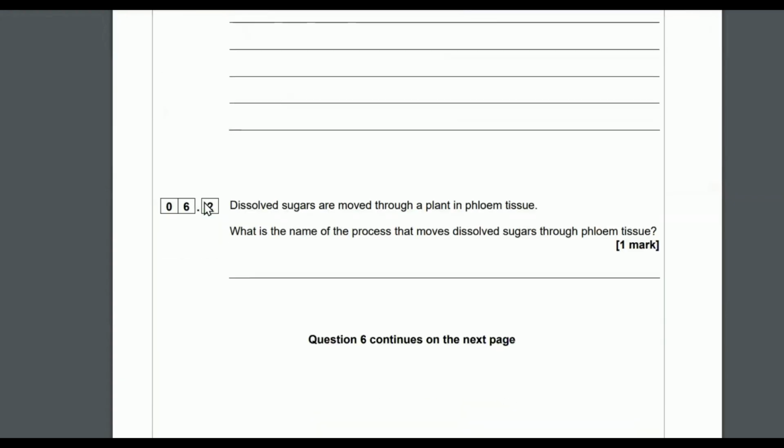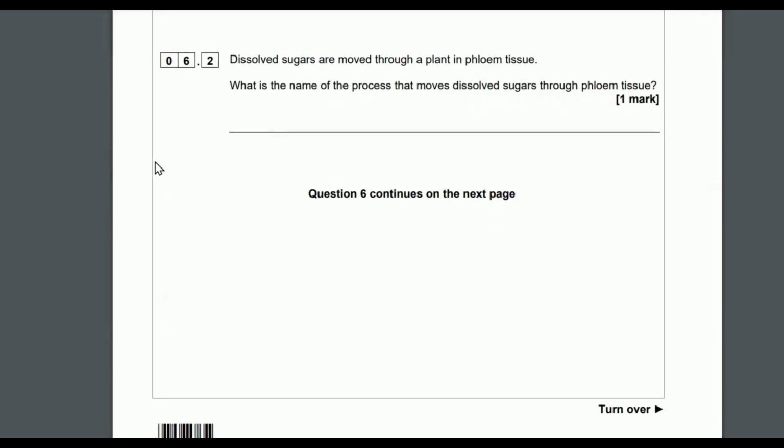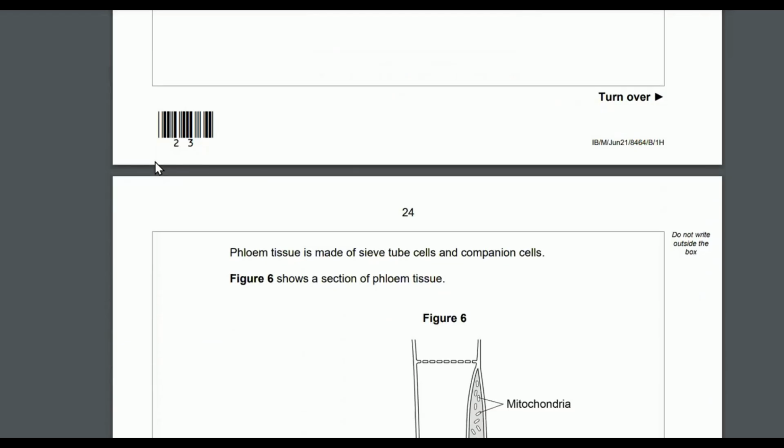Right, 6.2. Dissolved sugars are moved through a plant in phloem tissue. What is the name of the process that moves dissolved sugars through the phloem tissues? So you should know this. It's not transpiration, but it sounds very similar. It's translocation. And that is going to get you the mark. Okay, let's zing down to the next question. We're on 6.3 now.